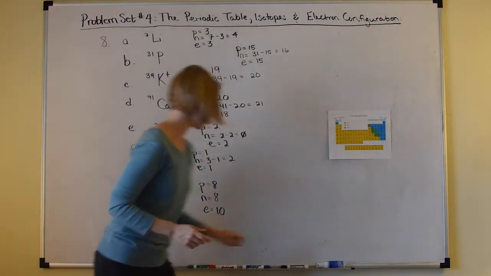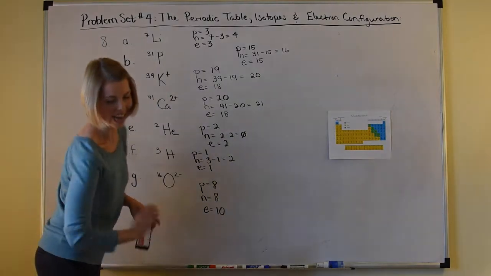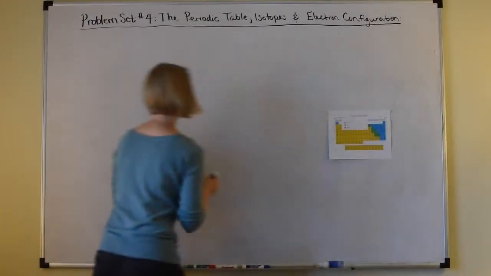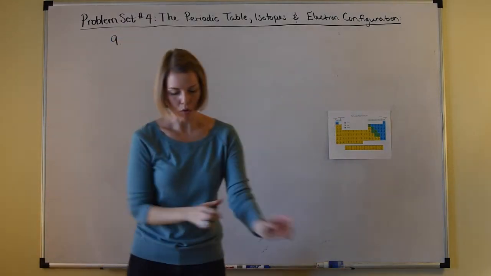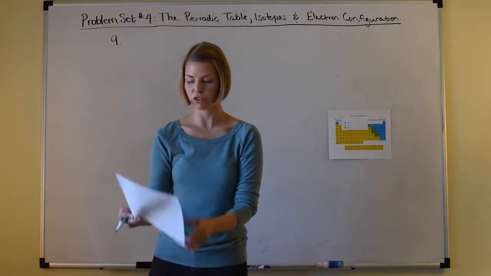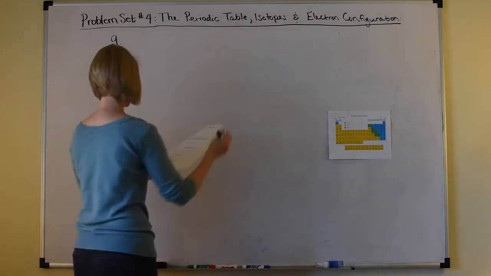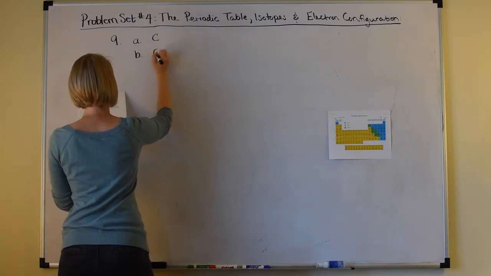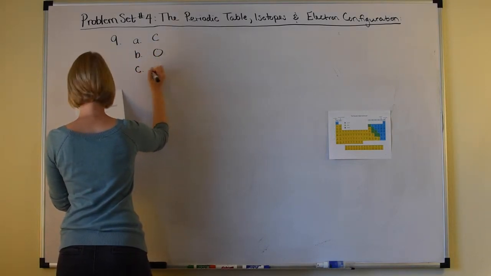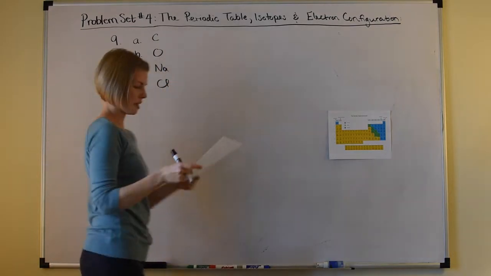All right, let's erase all of this and go on to number 9. All right, number 9. Write the electron configuration for the following neutral atoms. Okay, so we've got A, carbon, B, oxygen, C, sodium, D, chlorine. All right.